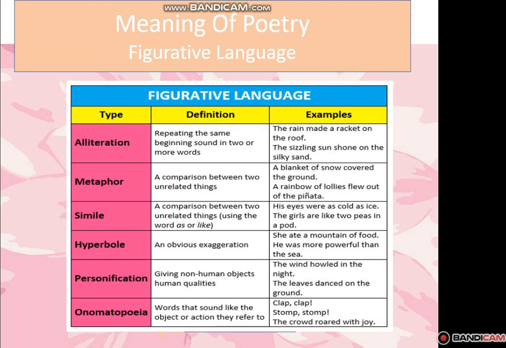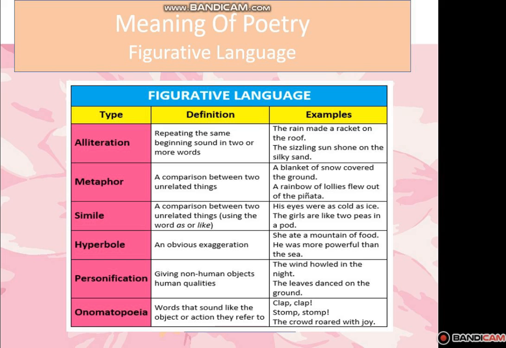Alliteration in figurative language means repeating the same beginning sounds in two or more words. For example, the rain met a rocket on the roof. The sizzling sun shone on the silky sand. So it has the same sounds that we can hear in alliteration. It's the sounds that are the same. Yes, repeating the sounds. Okay.